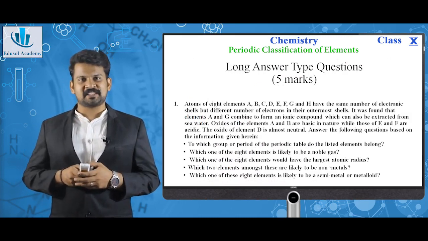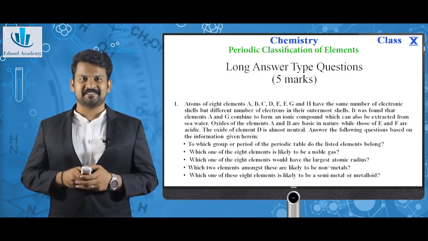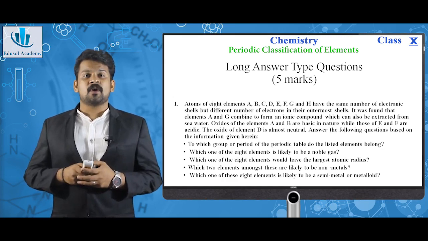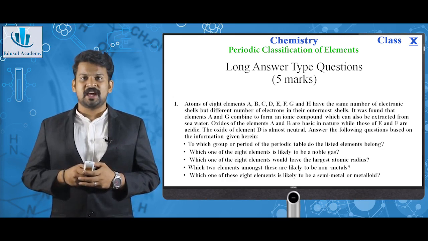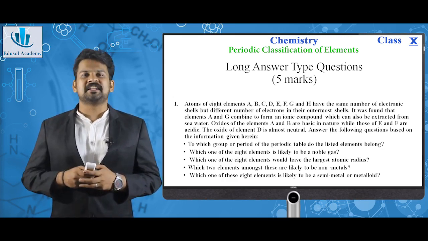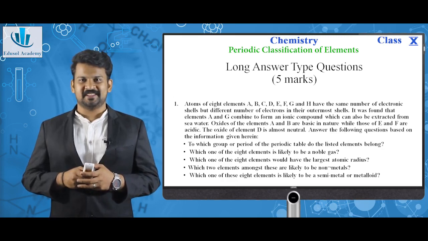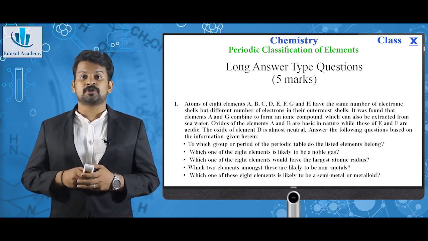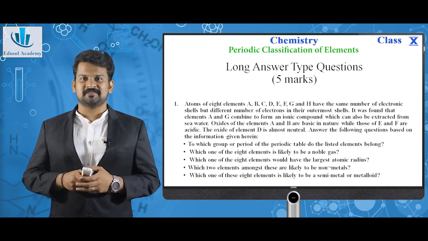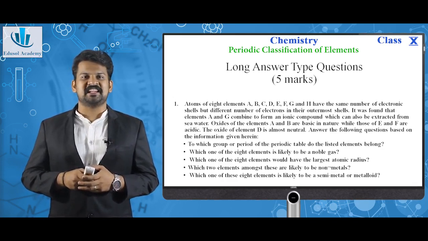Long answer type, 5 marks question. This is a really big question. Let's read it. Atoms of the 8 elements A, B, C, D, E, F, G and H have the same number of electronic shells but different number of electrons in the outermost shell. It was found that elements A and G combine to form an ionic compound which can also be extracted from seawater. Oxides of the elements A and B are basic in nature while those of E and F are acidic in nature. Oxide of element B is almost neutral. Answer the following questions based on this information.